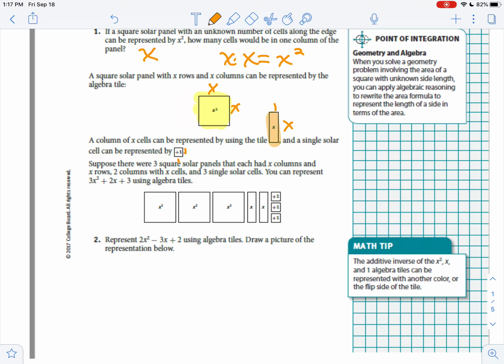So suppose there were 3 solar panels that each had x columns and x rows. So that's going to give us our 3x squareds. Then there's 2 columns with x cells. And then there are 3 singular solar cells. That's plus 3. So now let's try to make our own.